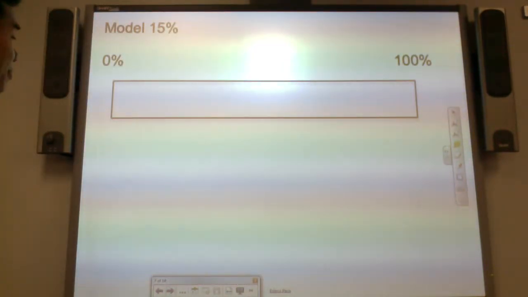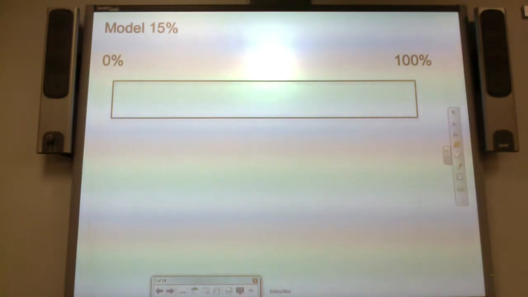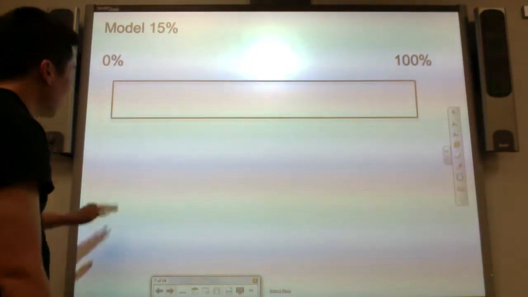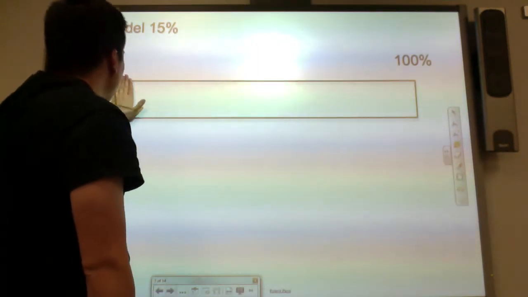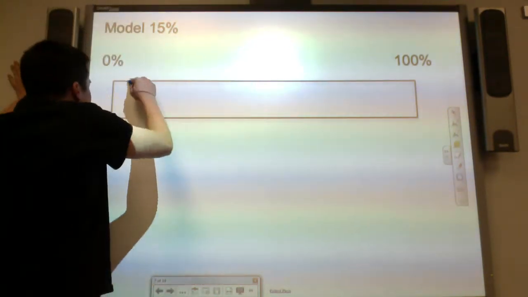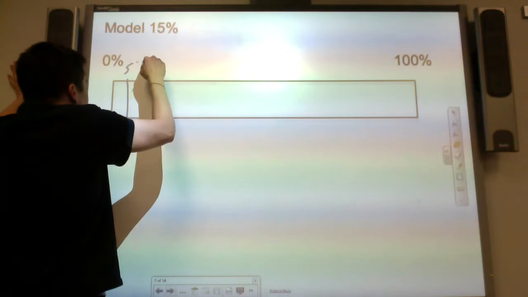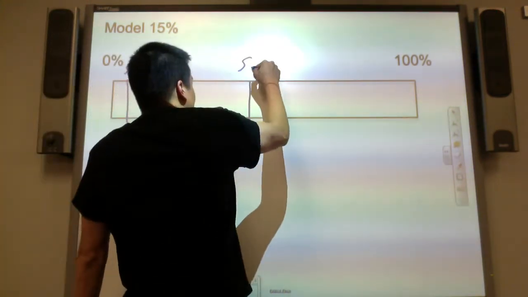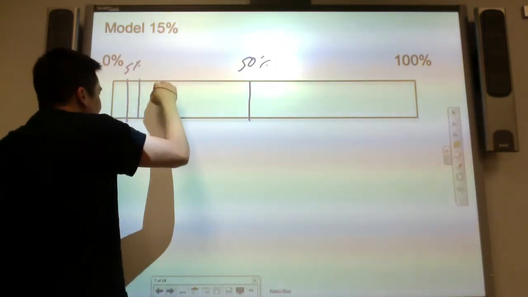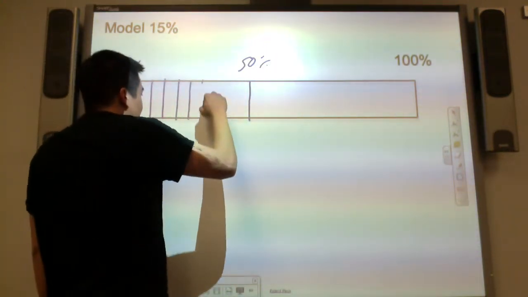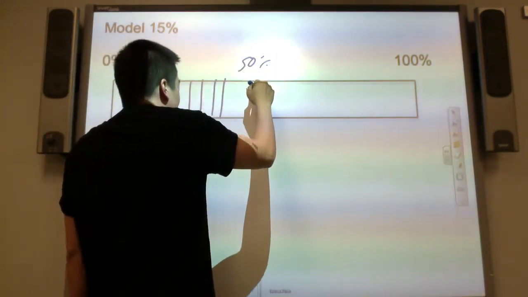In the next example, where would you find 15% in here? If this is 100%, this whole bar, I predict that 50% will be somewhere right here. I'm going to demark this by counting by 5. So I know this is 50% right here in the middle. So I'm going to count by 5s: 5, 10, 15, 20, 25, 30, 35, 40, 45, and 50.